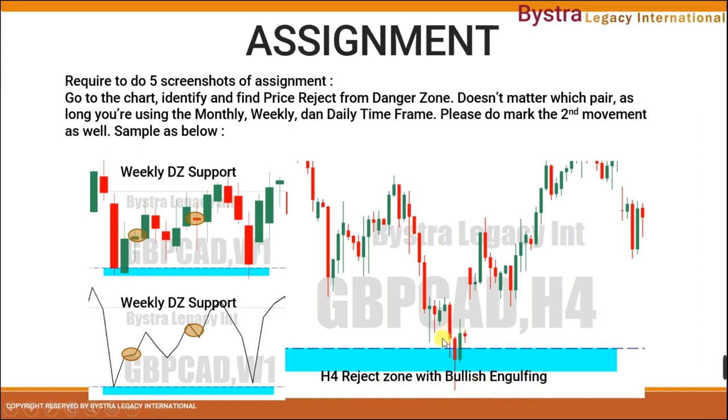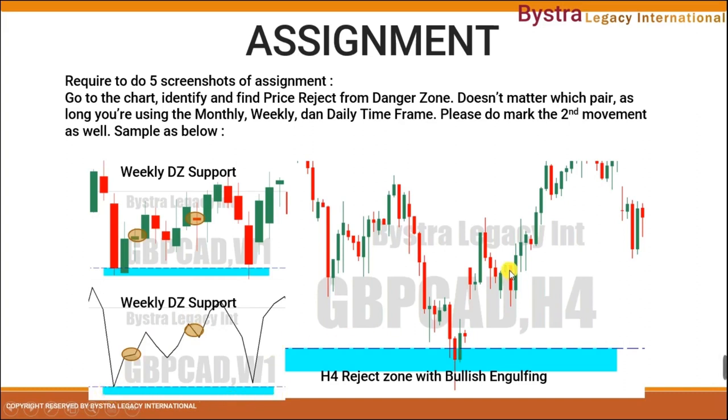So this is an H4 rejection. See, there's a long wick with a bullish engulfing pattern. All you have to do is just like this. Mark the danger zone from the weekly or daily or monthly. Then go to the line chart, mark the second movement. And then third, finally draw the zone.